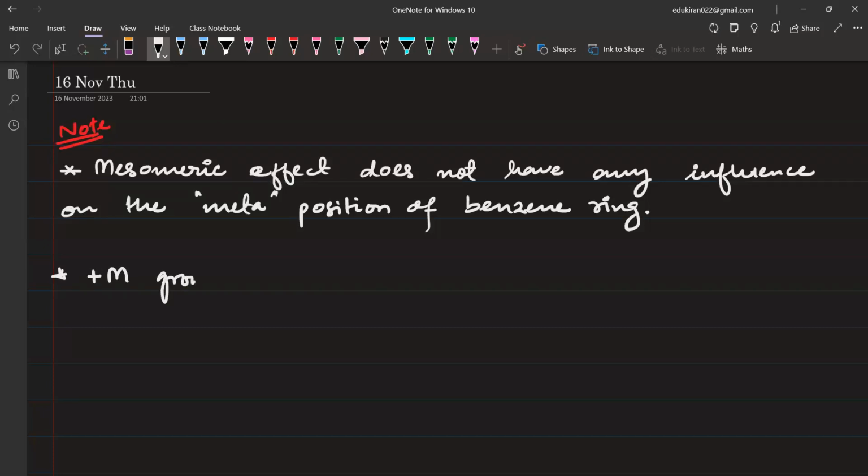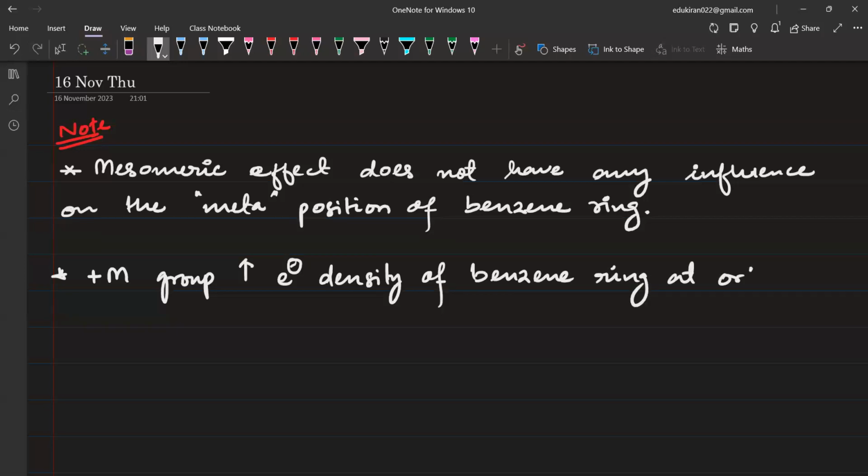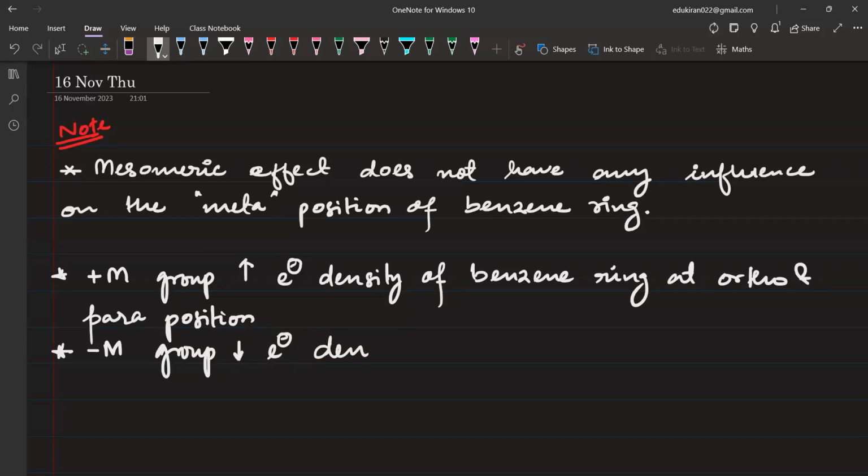Plus M group increases electron density of benzene ring at ortho and para position, and minus M group decreases the electron density of benzene ring at ortho and para position.